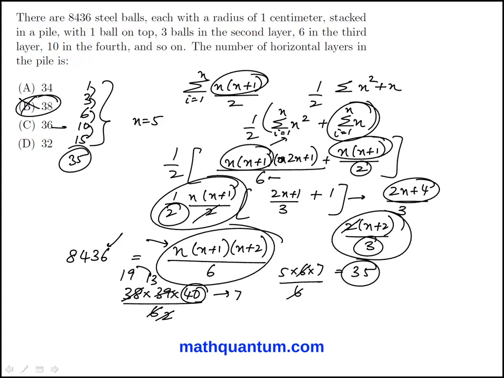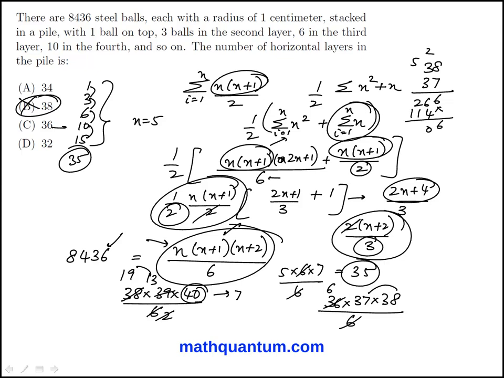Let me try C. C would be 36, 37, 38. So I'm replacing n with 36 here. C, this would give me the answer. So that's 6. So 8 times 7 is 56. 6 times 6 is 36. So that one looks good, but I will actually do the multiplication to make sure that I get the exact answer. 7 times 3 is 21, 26, 11, 6.